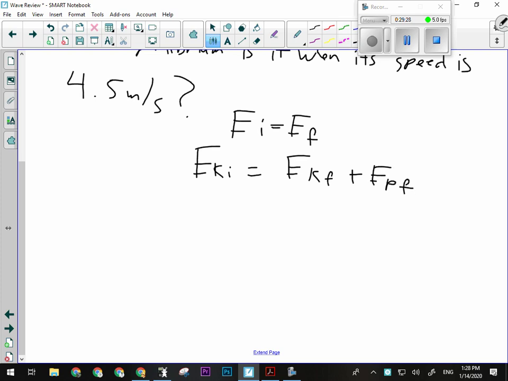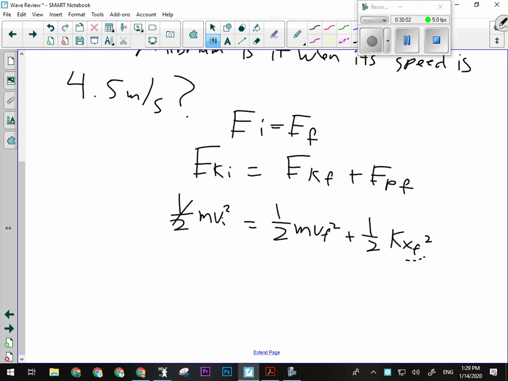So it sets up like that. Now I'm going to expand it out further. 1/2 m vi squared, where vi happens to be the maximum speed, equals 1/2 m vf squared plus 1/2 k xf squared. Now, I know the final speed, I know the maximum speed. I'm looking for the final displacement of the object.